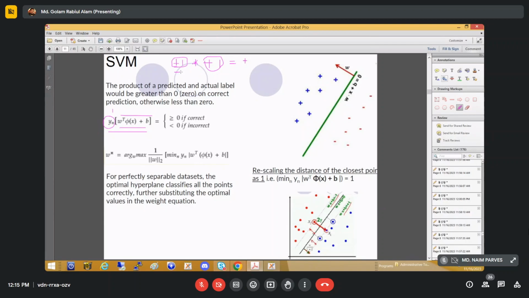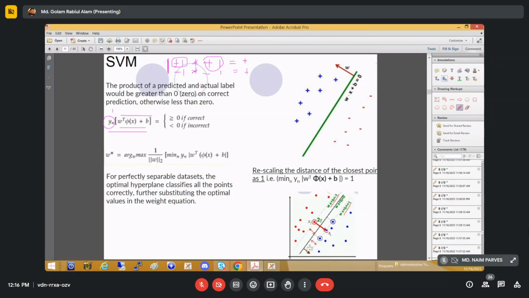Originally it is negative, and our hyperplane also says it is negative. If we multiply these two, we get a positive value. These two are correct classifications, because the original and predicted are the same.